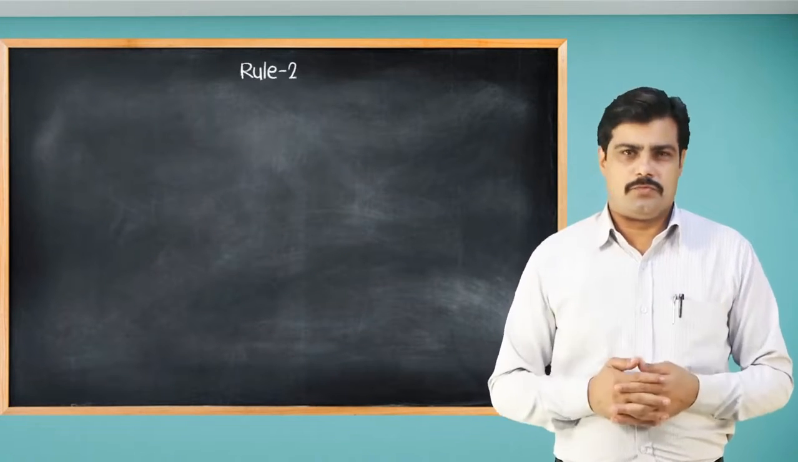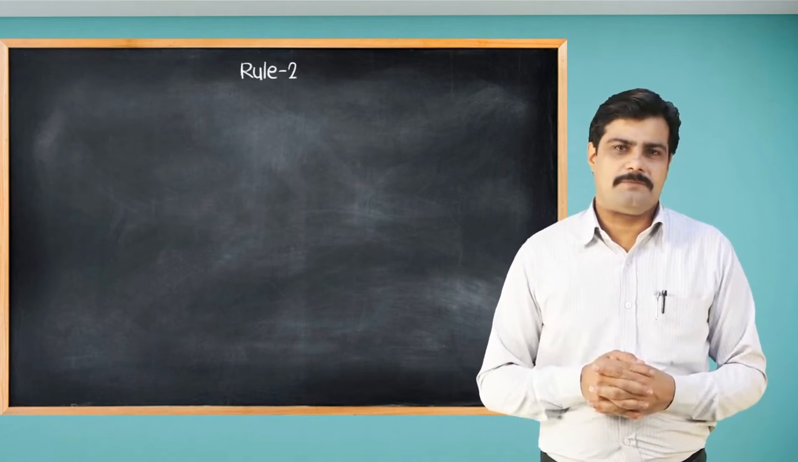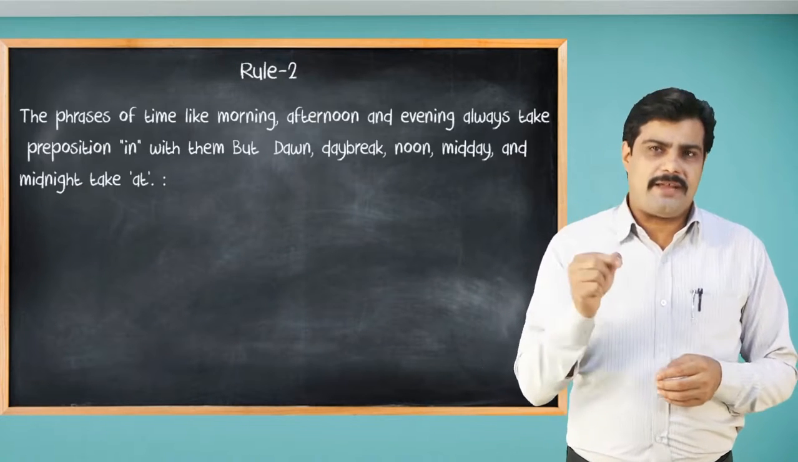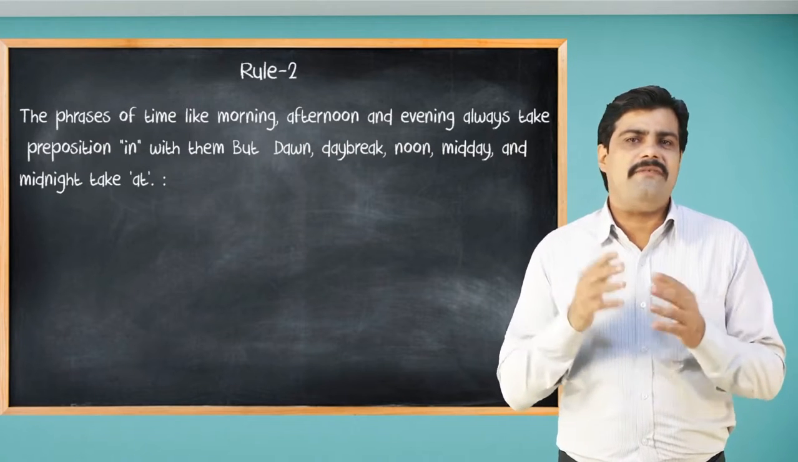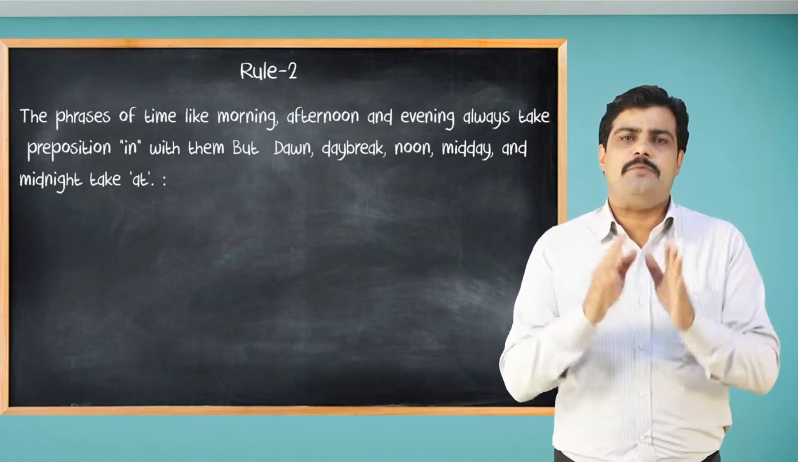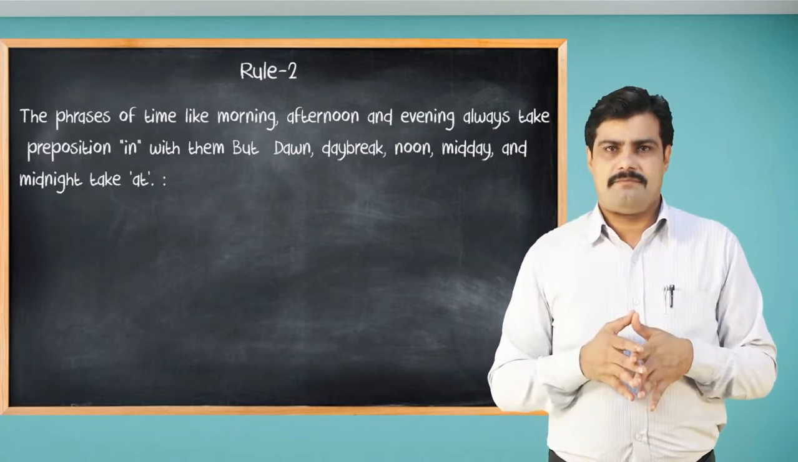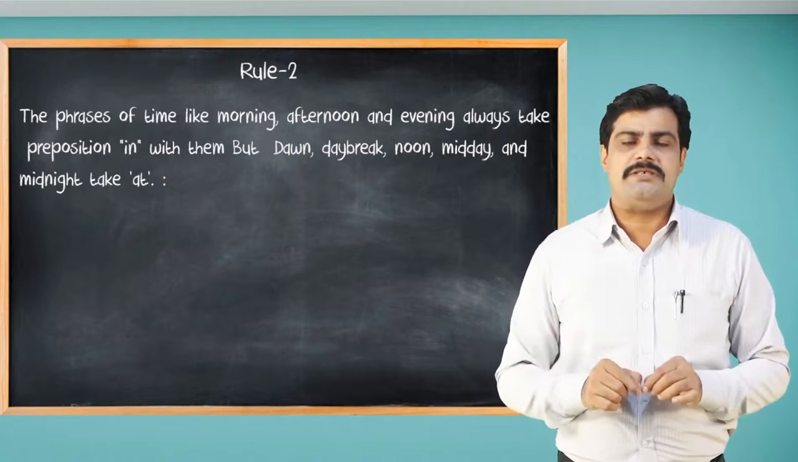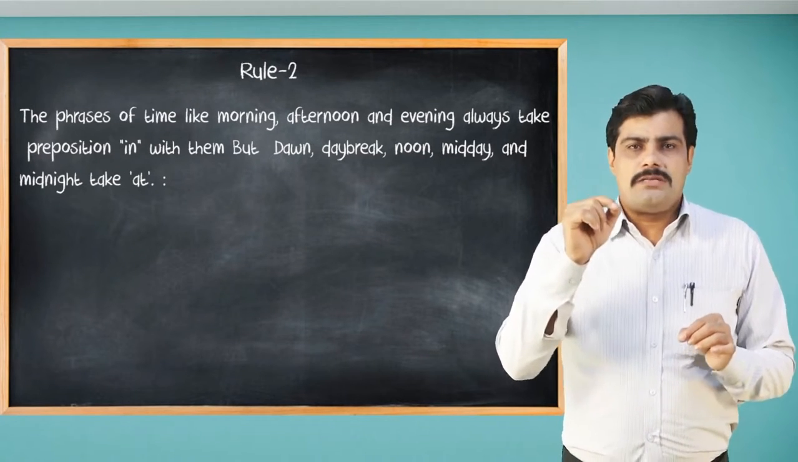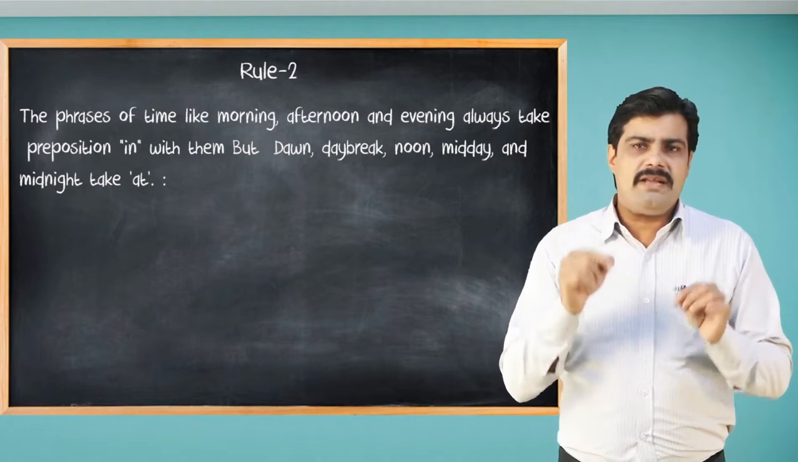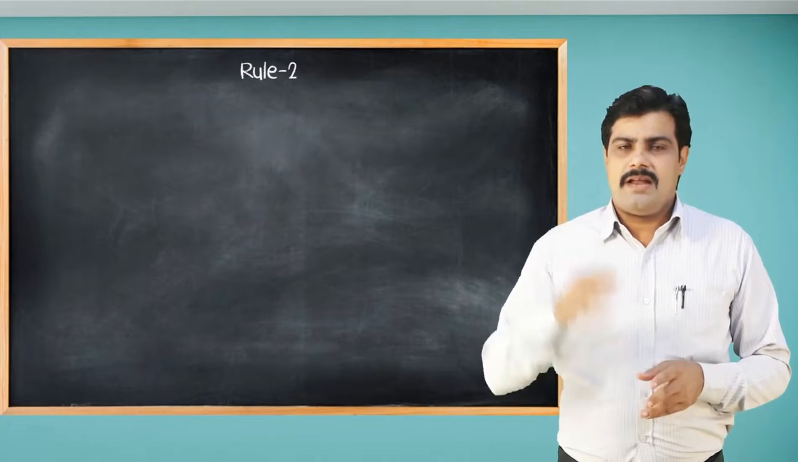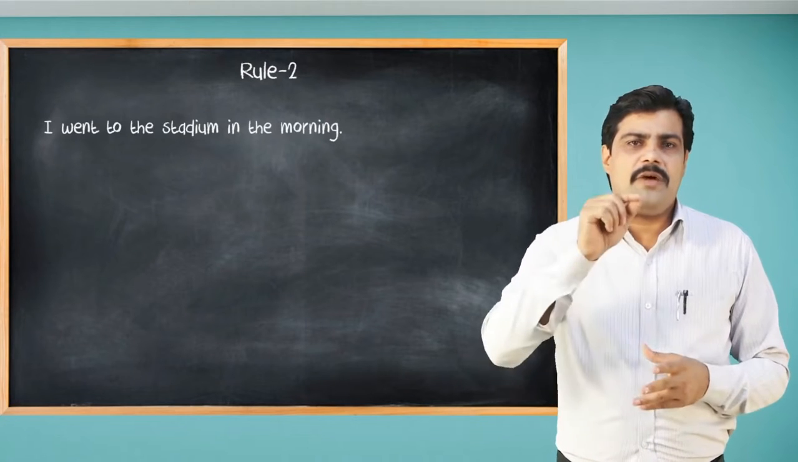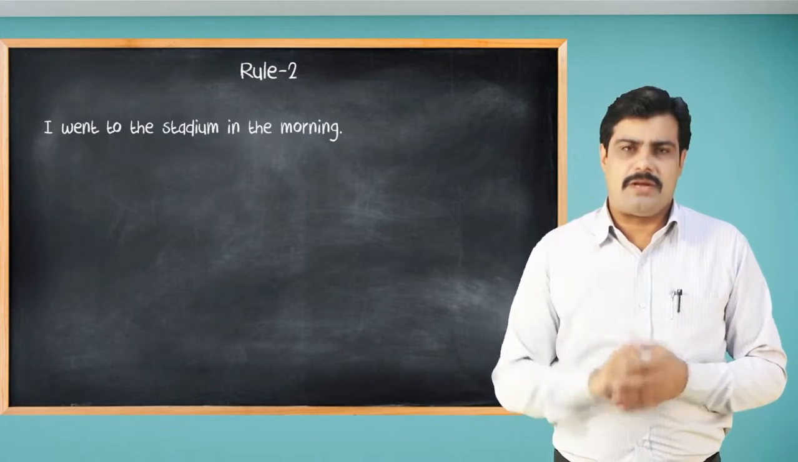Rule number 2 is equally important. The phrases of time like morning, afternoon and evening always take the preposition in with them. But the other expressions such as dawn, daybreak, noon, midday and midnight take at. Let's see the very first sentence. I went to the stadium in the morning.